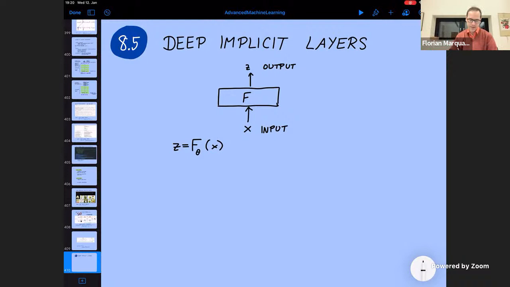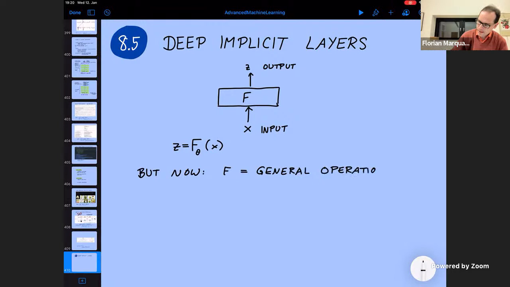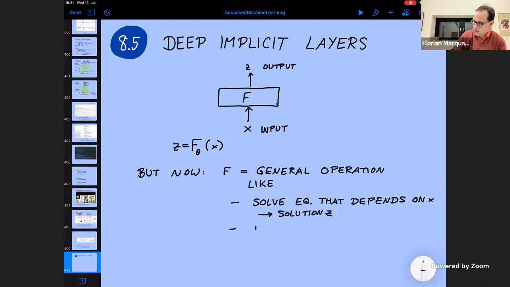So let us write this down. F is some general operation, like, for example, find the solution of an equation that depends on X. And the solution would be labeled Z. Or it could be a differential equation where, again, X enters, for example, as an initial condition or as a parameter or something like this. Or you would want to solve an optimization problem where, again, X enters maybe as a parameter. And so on.